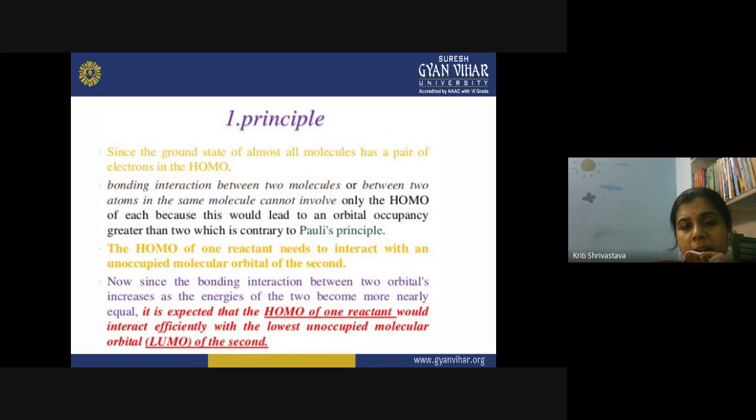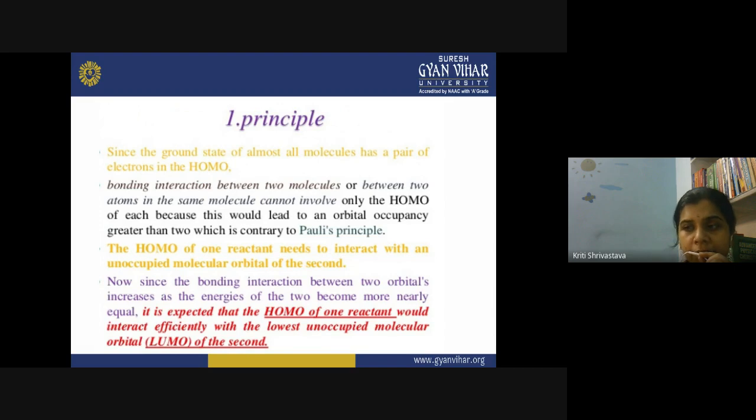Since the ground state of almost all molecules has a pair of electrons in the HOMO. HOMO is what? Highest occupied molecular orbital. So this will be the molecular orbital having electrons in it. In all molecules, you have seen the molecular orbital theory. In molecular orbital theory, what happens? Atomic orbitals overlap each other and form molecular orbitals of the same number. Like, suppose two atomic orbitals overlap, then two molecular orbitals will be formed.